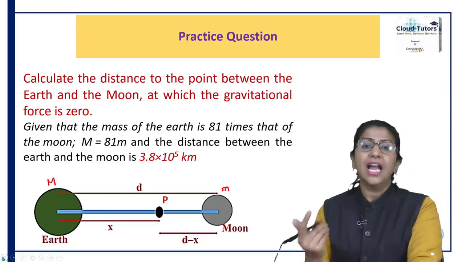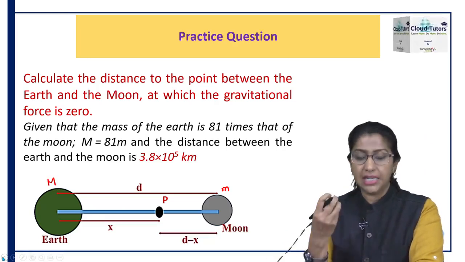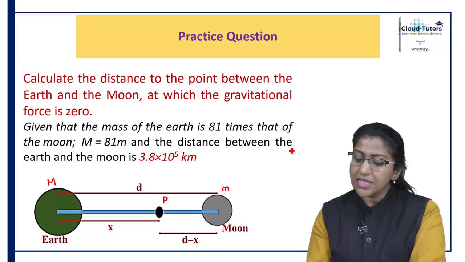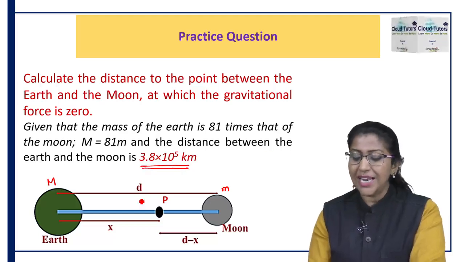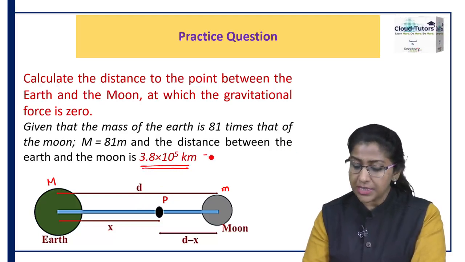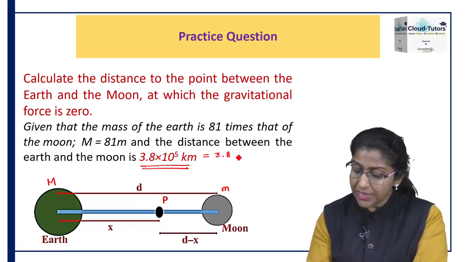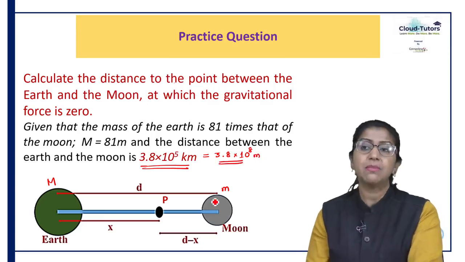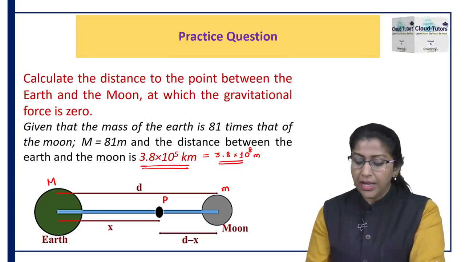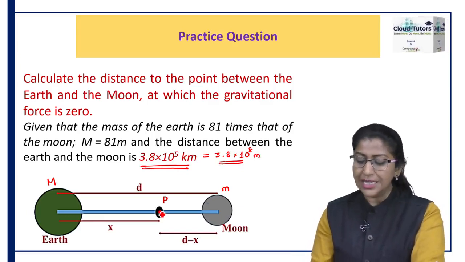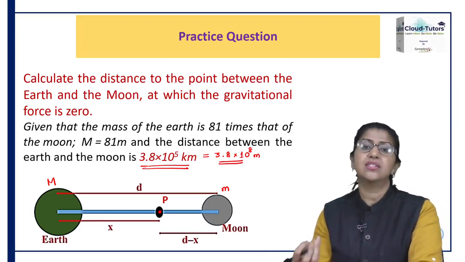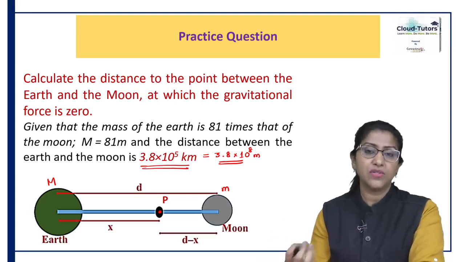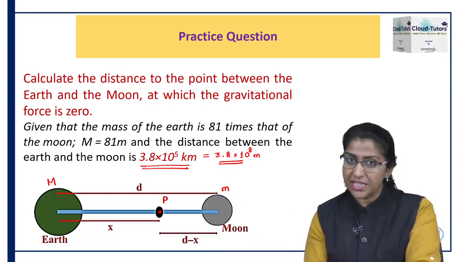It usually helps to draw a small diagram and picture it while solving such questions, right? The distance between them is given. It is 3.8 into 10 raised to 5 kilometers. This can be further written as 3.8 into 10 raised to 8 meters. We have just made a simple conversion, right? Now let's assume this is point P at which there is a unit mass which should not feel any kind of gravitational force of attraction by either of these two, right?